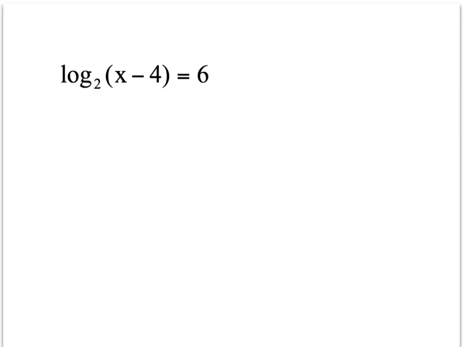In this example, I have log base 2 of x minus 4 being equal to 6. And again, I need to get my expression outside of the logarithm. So I'm going to make the logarithm become an exponent, and I'm going to put it on a base 2. So I'm going to write this as 2 raised to log base 2 of x minus 4, and it's going to be equal to, on the other side, 2 raised to the 6th power.